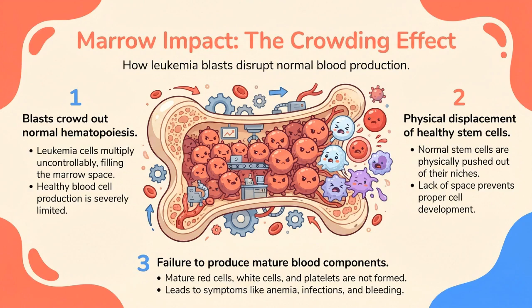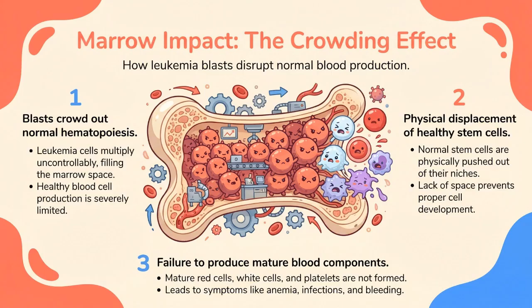This overwhelming presence of immature, non-functional cells physically displaces the healthy hematopoietic stem cells and progenitor cells. These are the cells responsible for generating mature red blood cells, white blood cells, and platelets. As a result, the production of these essential normal blood components is severely impaired. This crowding effect leads directly to the clinical manifestations we see: anemia due to lack of red blood cells, neutropenia due to lack of mature neutrophils leading to increased infection risk, and thrombocytopenia due to lack of platelets, which causes bleeding. So, the marrow impact of acute leukemia isn't just about the presence of abnormal cells. It's about the profound disruption of the entire blood-forming process, leading to systemic consequences for the patient.